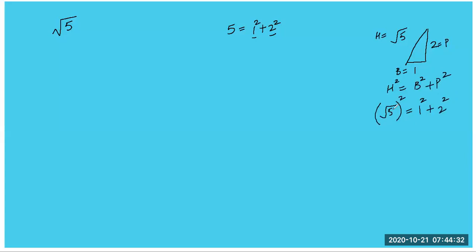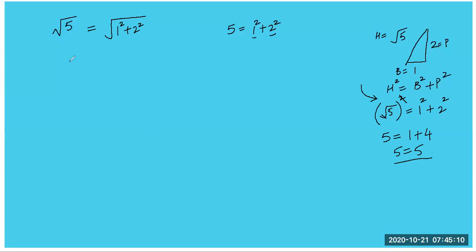So if I have under root 5 square, square will cancel with under root. I will get 5. 1 square is 1, 2 square is 4. So 5 is equal to 5. It's correct. Now, I need not do this part. I'm just explaining to you for understanding. What I need to do is this: under root 5 is equal to under root of 1 square plus 2 square.